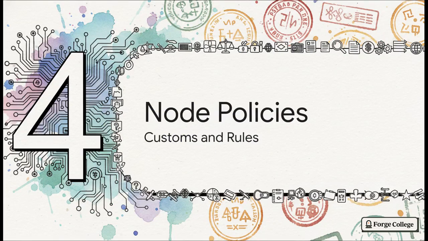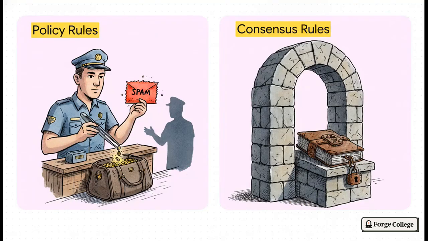Next up, Section 4, Node Customs and Policies. Now we arrive at the 4th desk, Customs, and this is where things get, well, slightly subjective.